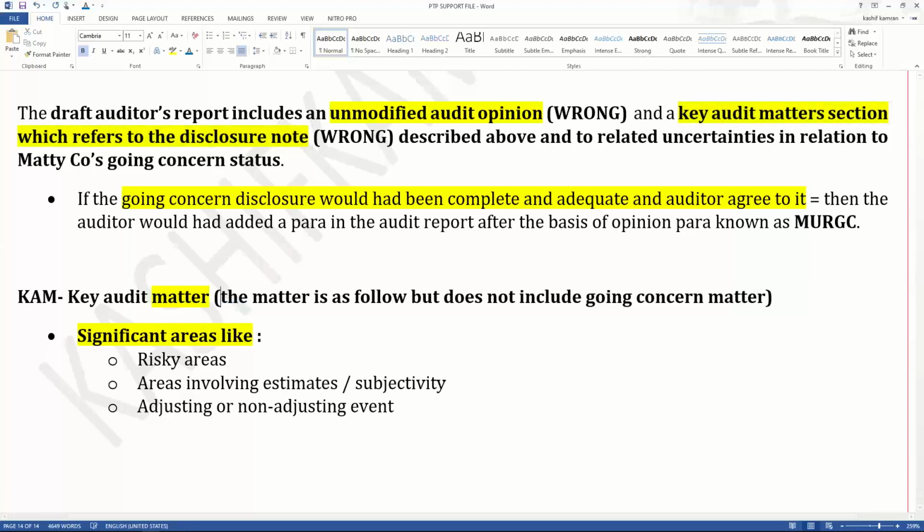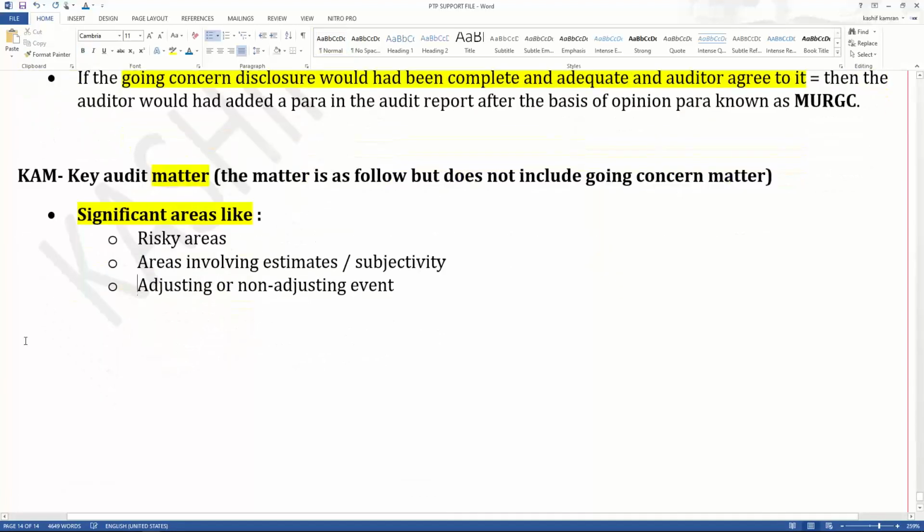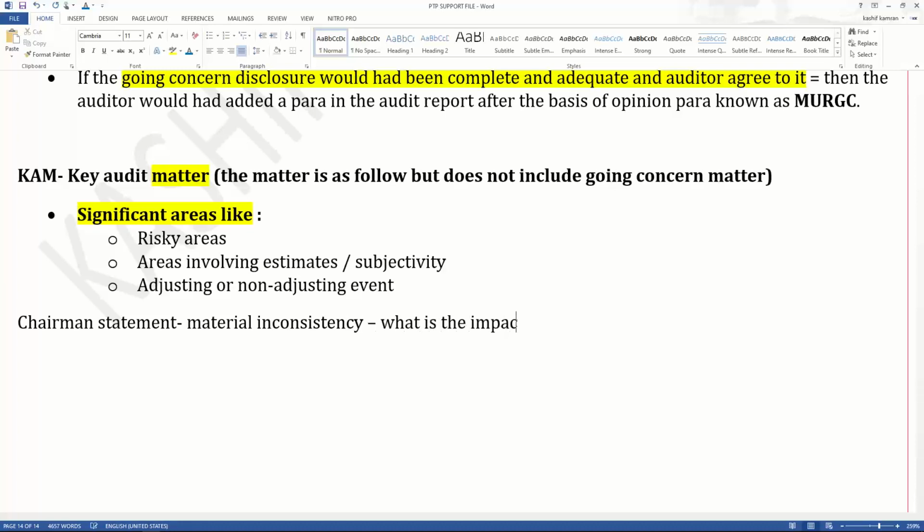Okay, now just testing you. The chairman statement, there was a material inconsistency in the chairman statement. Have we done anything in the audit report for that? There was a material inconsistency in the chairman statement. You read that with me today. So what is the impact of this on the audit report? Have we included any impact of this in the audit report above? No. So is the report wrong?